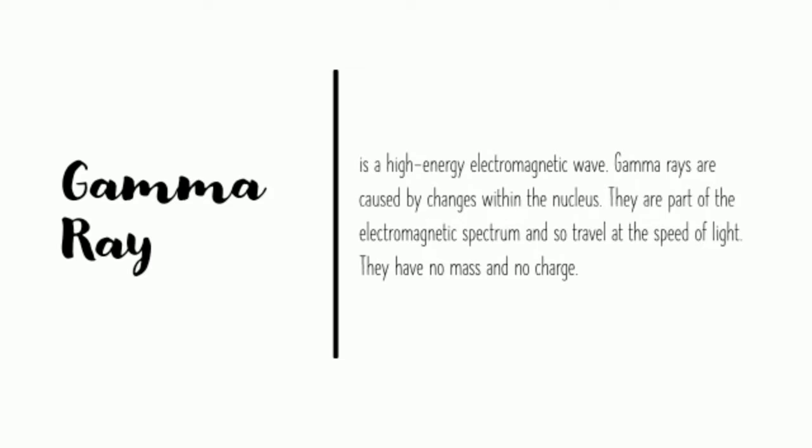The second is beta particle. It's a fast moving electron. It has a very small mass and a negative charge. The third one is gamma ray. It's a high energy electromagnetic wave. Gamma rays are caused by changes within the nucleus. They are part of the electromagnetic spectrum and so travel at the speed of light. They have no mass and no charge.